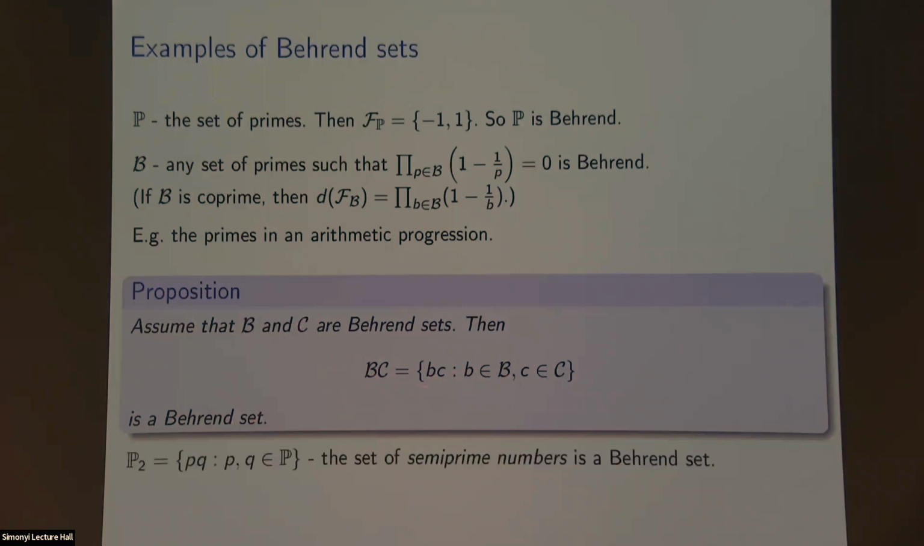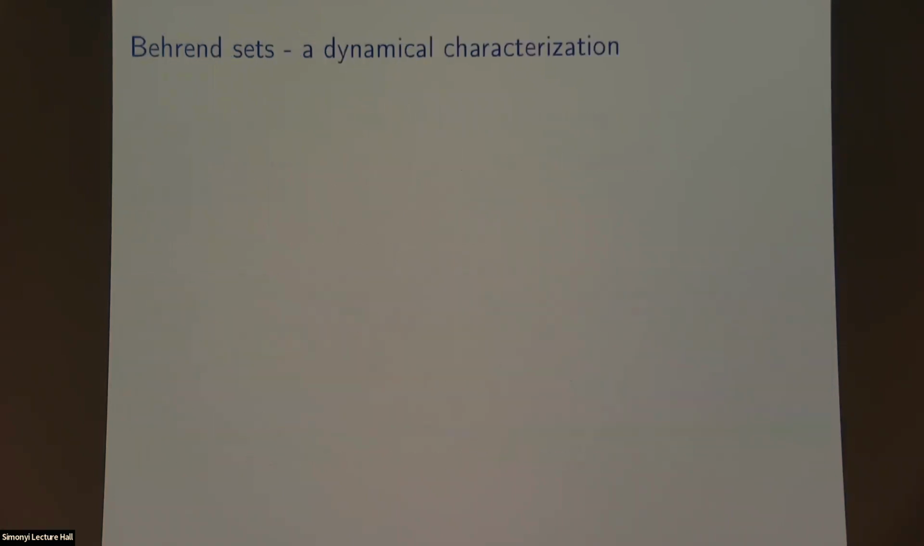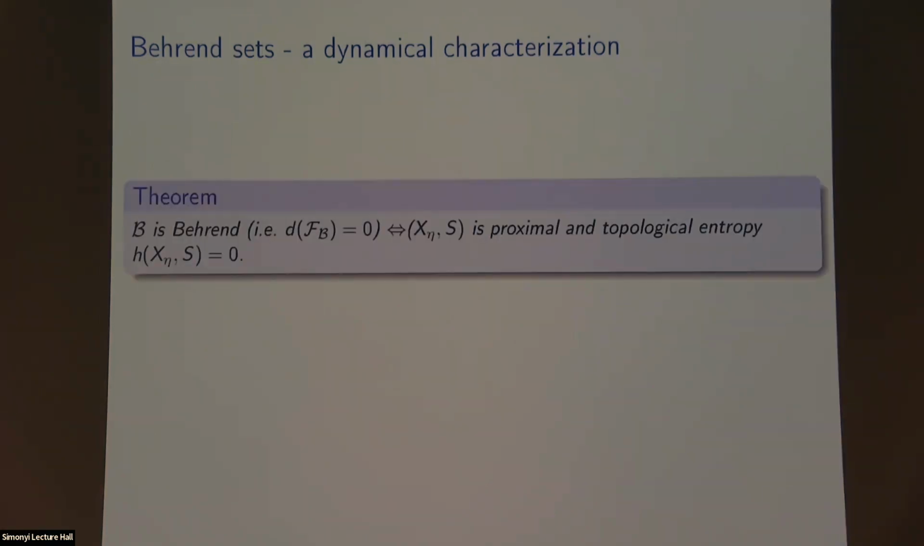So, for instance, semi-prime numbers, by this I mean numbers which have exactly two prime factors, also form a Behrend set. Similarly, analogously as in the L-dash case, we have a nice dynamical characterization of Behrend sets. It goes as follows. B is Behrend if and only if the B3 subshift is proximal and the topological entropy is 0. Proximal with topological entropy 0 are just Behrend sets.